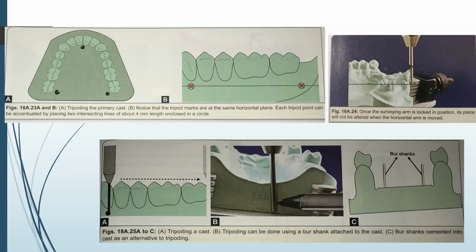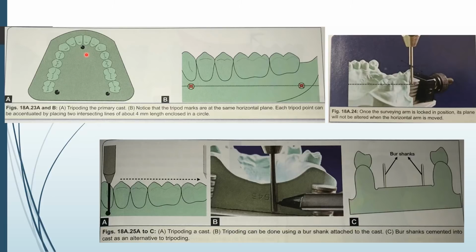Then a carbon marker is trimmed at an angle of 45 degrees and fixed to the mandrel on the surveying arm. Then the height of the horizontal arm is adjusted such that the carbon marker touches the tissue lingual to the teeth. Then the horizontal arm is locked in that position.